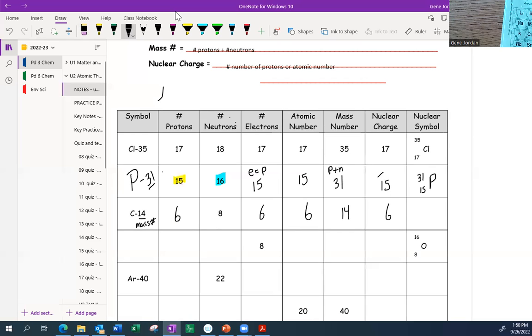Notice it's sort of repetitive. Its nuclear symbol is just carbon. And then you write its mass number on top, and then its number of protons on the bottom. And that's it. All right.